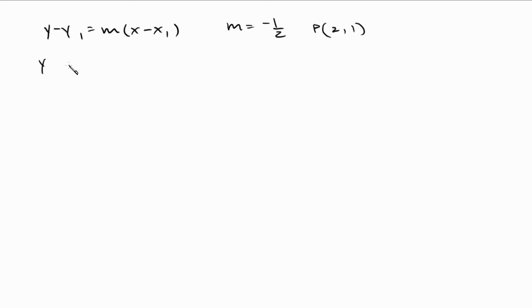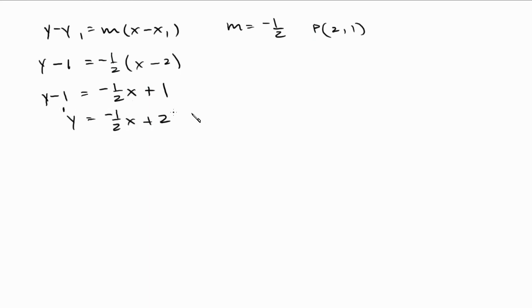So y minus y1, which is 1, is equal to negative 1/2 times the quantity x minus 2. And that's y minus 1 is equal to negative 1/2 x, and negative 1/2 times negative 2, the double negative cancels to positive 2 over 2, which is just 1. We add 1 to both sides, which gives us y equals negative 1/2 x plus 2. And that is the equation of the line that goes through that particular point with the slope of negative 1/2.